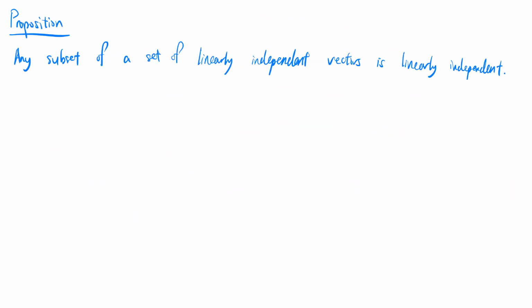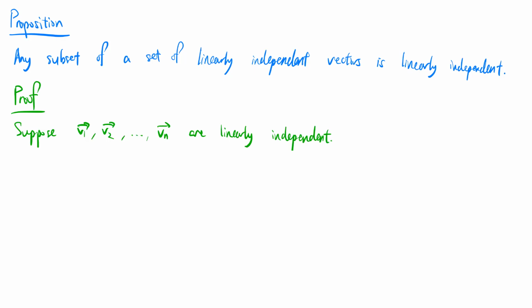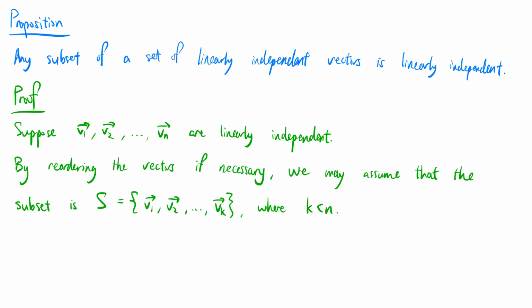Let's prove a proposition. Any subset of a set of linearly independent vectors is linearly independent. To prove, suppose v1, v2 up to vn are linearly independent. By reordering the vectors if necessary, we may assume that the subset is S, which equals v1, v2 up to vk, where k is less than n.